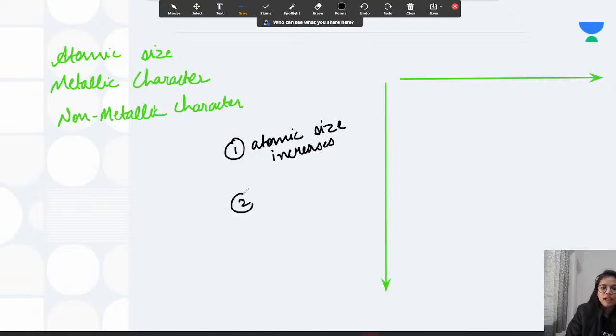Next, talking about metallic character. It will also be increasing. And third, talking about non-metallic character.